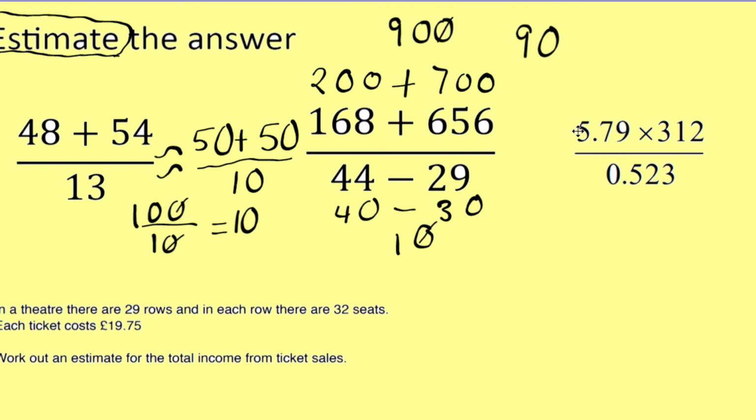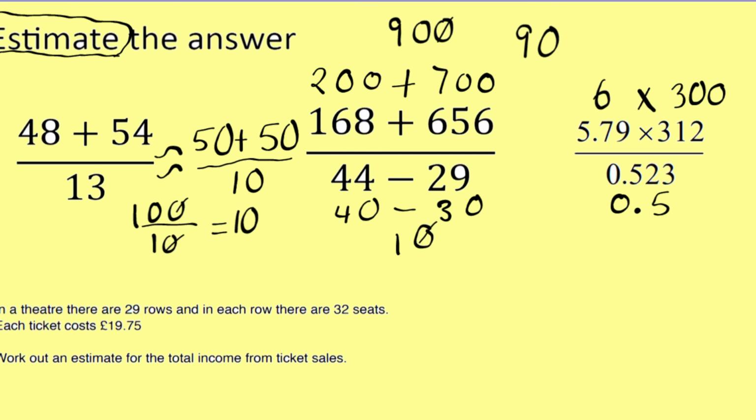Okay. 5.79, I'm just going to round that to 6. 312, I'm going to round to 300. Okay, this is where it gets a bit tricky. 0.523. Some people say, well, I'll round that to 1. Okay, when it's 0.523, because we've got 0 point, we need to keep that 0 point there. It's the first number we get to, the first significant figure we round to, if you know what that means. So this is going to stay as, or change to, 0.5.